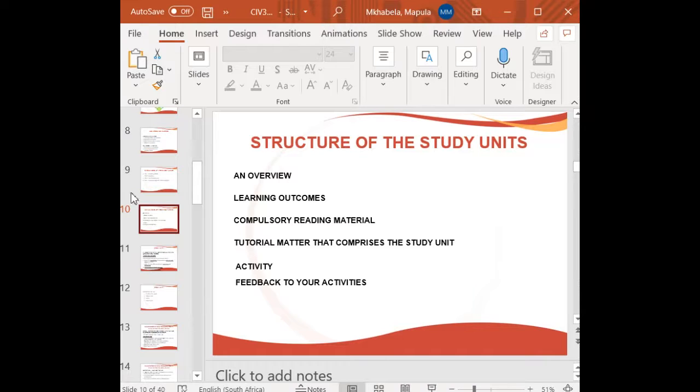Now, the learning outcomes of the civil procedure module. These are study objectives, or you can say purposes, or even aims for a particular study unit, which are there to demonstrate to you as a student what information is contained in that specific study unit, in order to enable you to start out with a clear understanding of what you are expected to learn from each individual study unit. There's also a reference to compulsory reading material.